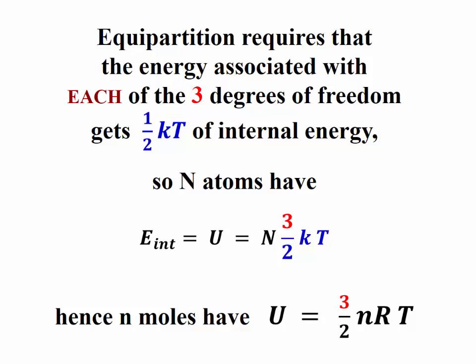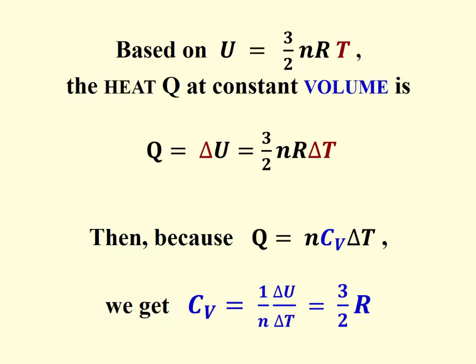Therefore, each atom has 3/2 kT. N atoms has N times 3/2 kT. If we rewrite this in terms of moles, the internal energy is just 3/2 nRT. Based on this result, the heat Q at constant volume will just be the change in internal energy, 3/2 nR delta T. Now what we do is we define the parameter for the heat Q at constant volume to be nCV delta T, where CV is the specific heat per mole at constant volume.